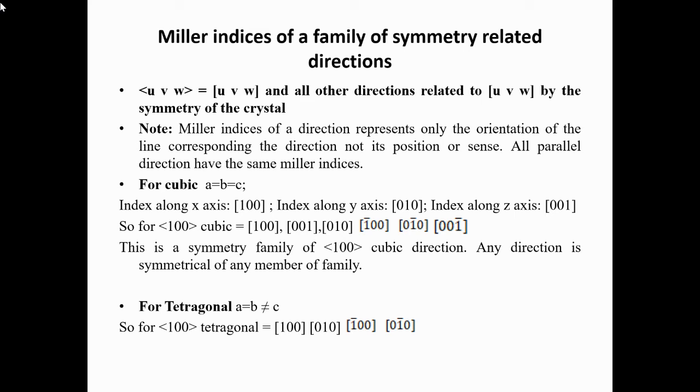So for the tetragonal system, the symmetric family is 100, 010, 1 bar 00 and 01 bar 0. That is the positive and negative axis of x and the positive and negative axis of y. So if you are given the index 100 for tetragonal, that means all 4 directions of this tetragonal. So this is the Miller indices of a family of symmetry related directions.